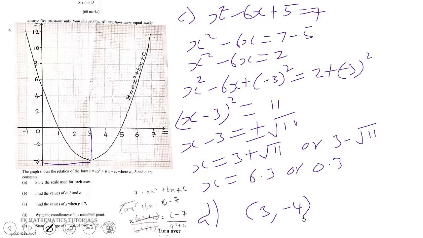State the range of values of x for which y is less than 0. So y is less than 0. This is the portion of the graph that is less than 0. So the range is from here to here. So that inequality, you write it out. So that inequality is x is less than 5, greater than 1.